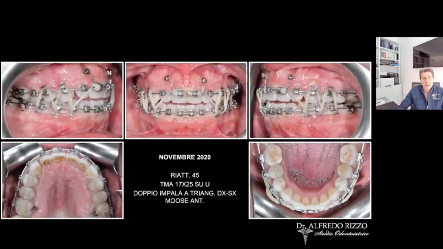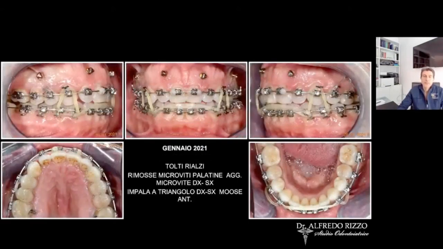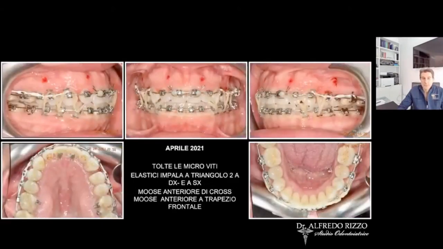In November 2020, as we continue the use of the elastics, I have freed the upper anteriors in order to close the bite, because we're practically at the close bite right now. Now you see almost the conclusion of the treatment. I remove the palatal mini screws and the build-ups and continue to improve the closure of the bite.